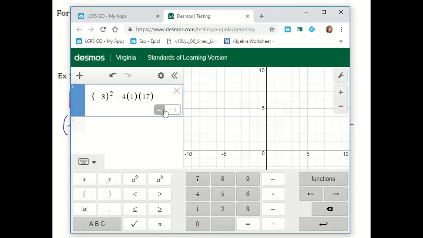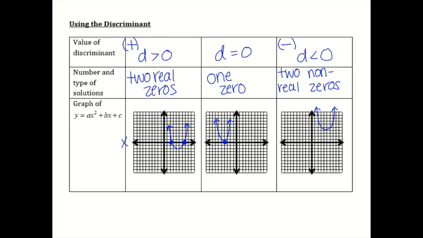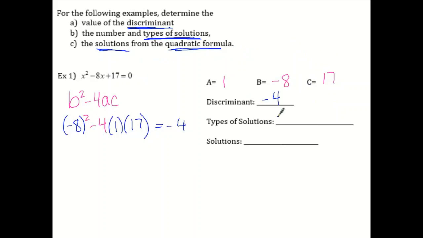It says it right there. So if I come back here, so this is equal to -4. So my discriminant is -4. Okay, so I go back to my table, and if it's negative, remember we're going to have 2 non-real zeros. So I'm going to write here 2 non-real zeros.